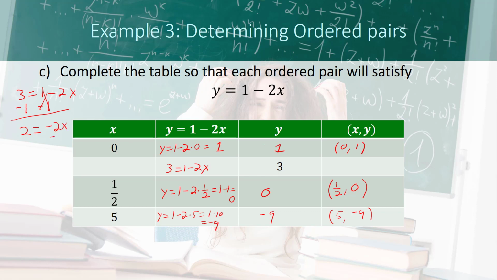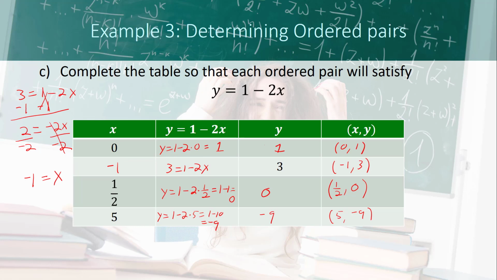We can divide both sides by negative 2, and we will have over here negative 1. These will cancel, and we have x. So we have x is equal to negative 1, and our ordered pair will be negative 1, 3. So that is what our table looks like.